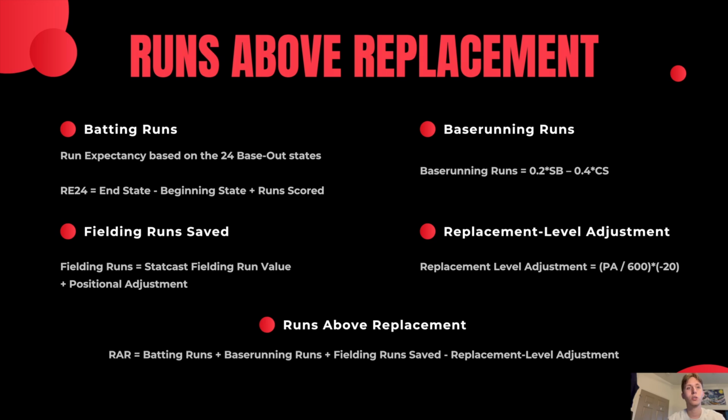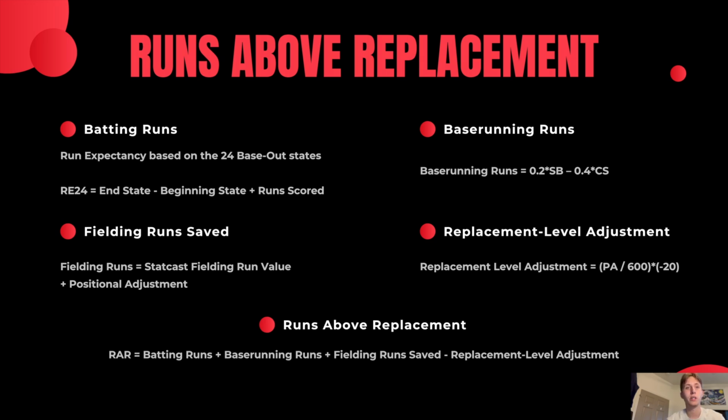Instead of using traditional linear weights to calculate batting runs, we use RE24, a stat that measures run expectancy based on the 24 base out states in baseball. In every game situation, there's an expected number of runs that will score from that point until the end of the inning. This expectation depends on the number of outs and which bases are occupied. That's where we get the 24 base out states from.